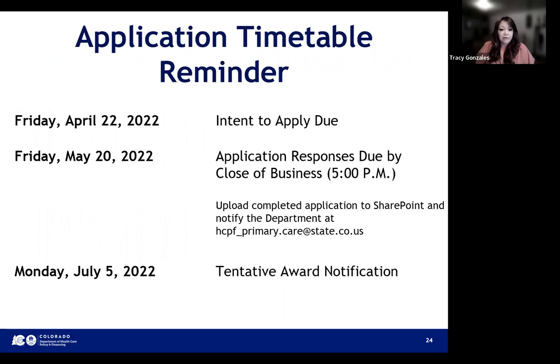So a few reminders. The intent to apply is due to the department on Friday, April 22nd. The application responses are due by close of business on Friday, May 20th. And as a reminder, once you have completed your application and uploaded it to SharePoint, notify the department that you are officially submitting your application. And then tentative award notifications will go out Monday, July 5th.